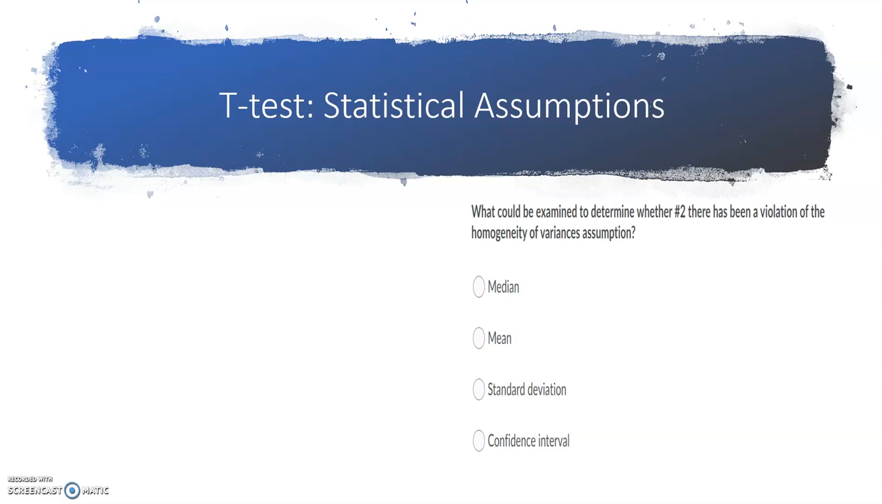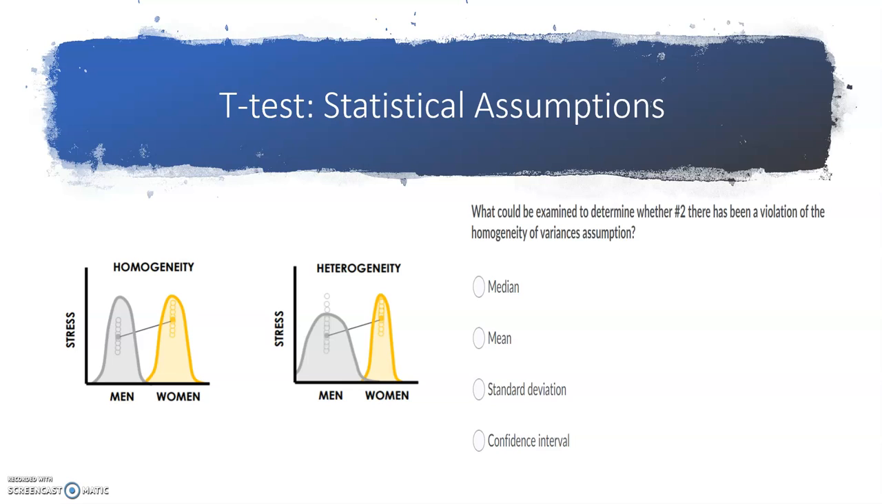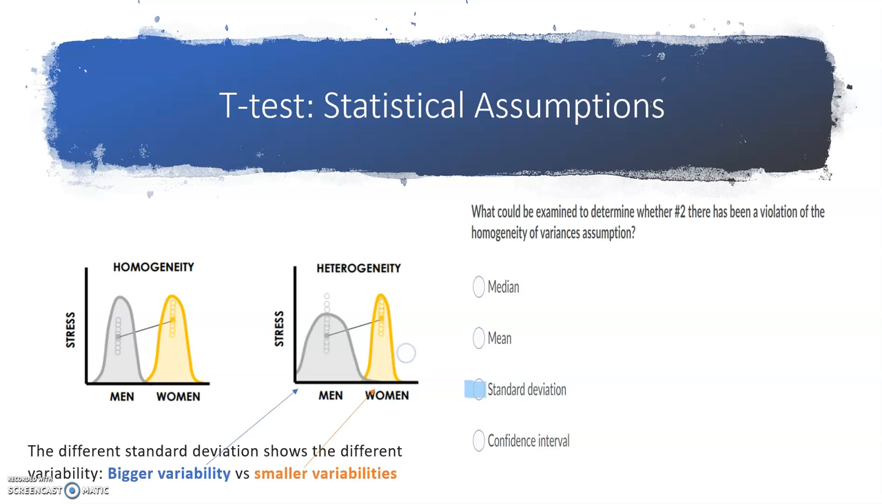T-test statistical assumption. So in t-test, the homogeneity of the distribution is related to the standard deviation, because it shows how the distribution is deviated from the mean score. So if the variability is not the same between the two groups, this causes the homogeneity problem when we run the independent sample test.